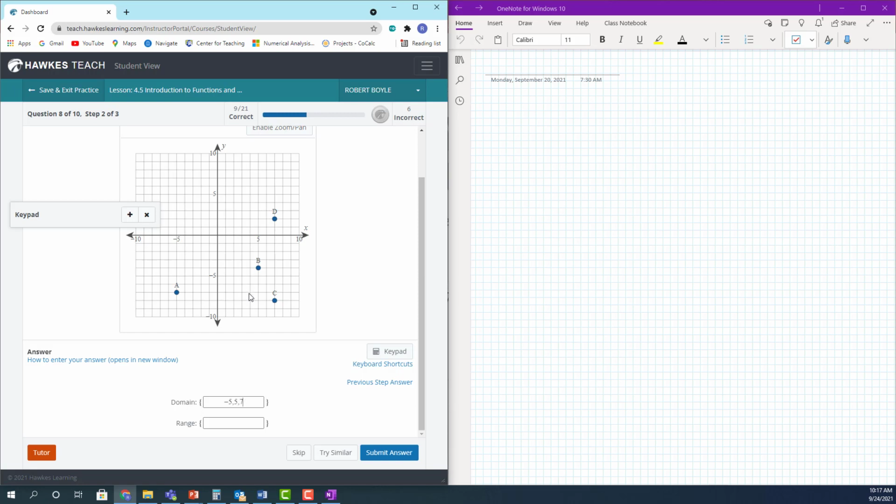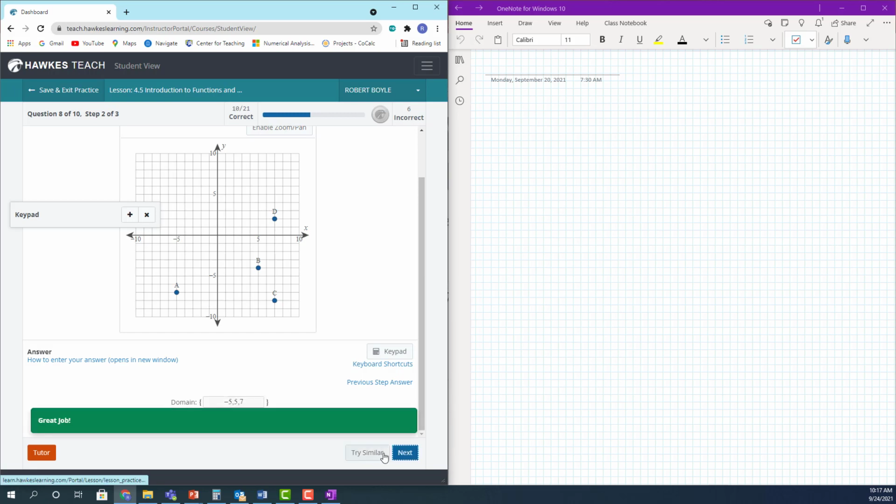That is the domain. For the range, we had to put in the y values. For A, the y value is -7, comma. For B, it is -4, comma. For C, it is -8. And then for D, we have +2.